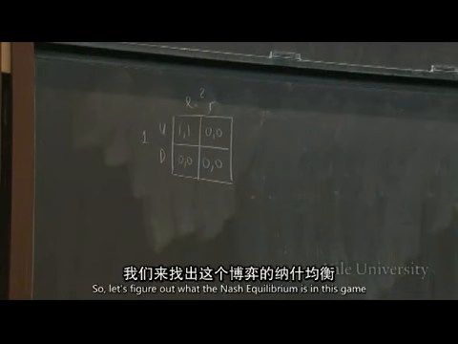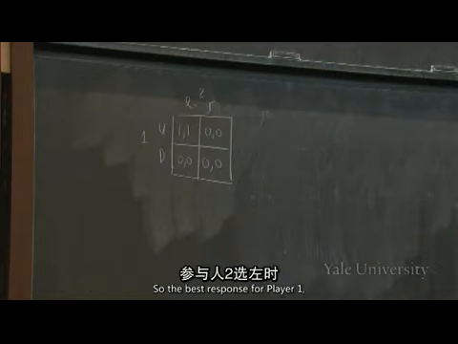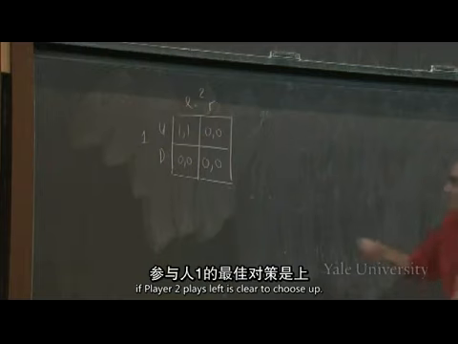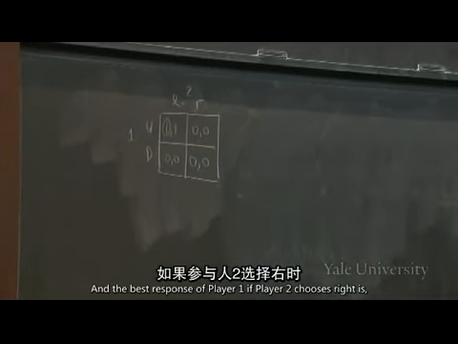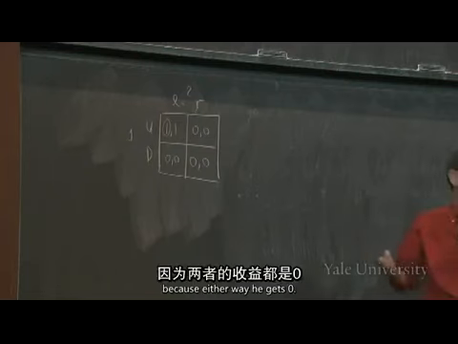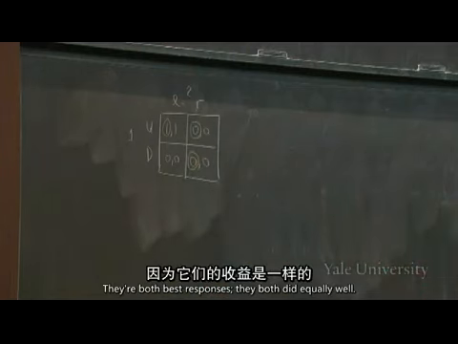All right? So let's figure out what the Nash equilibrium is in this game, and I'm not going to bother cold calling because it's a little too easy. So the best response for player 1, if player 2 plays left, is clearly to choose up. And the best response of player 1, if player 2 chooses right, is, well, either up or down will do, right? Because either way she gets 0. So these are both best responses. Is that correct? They both do equally well.